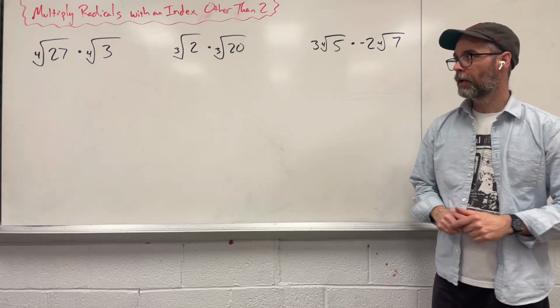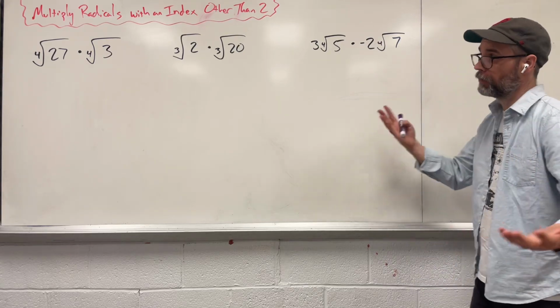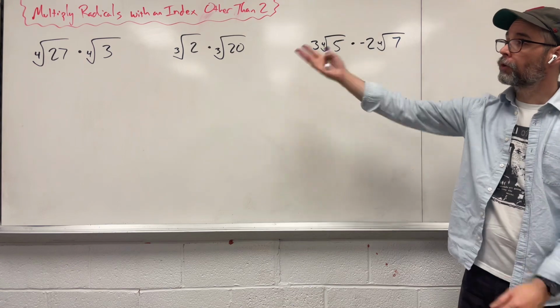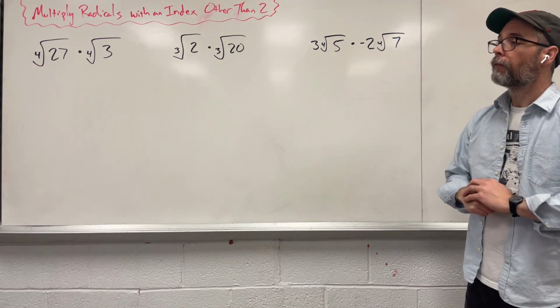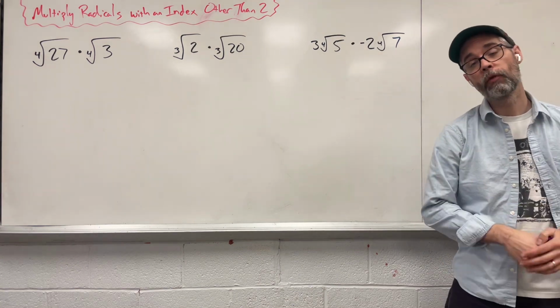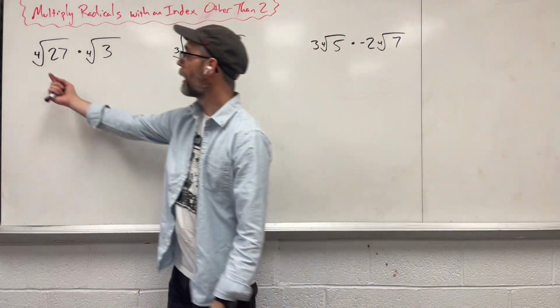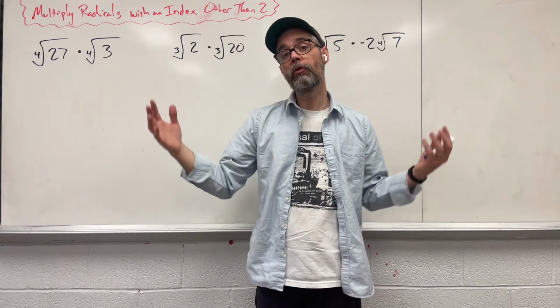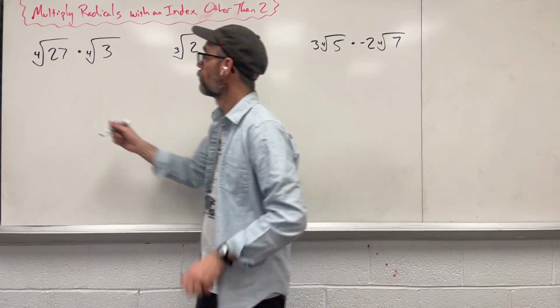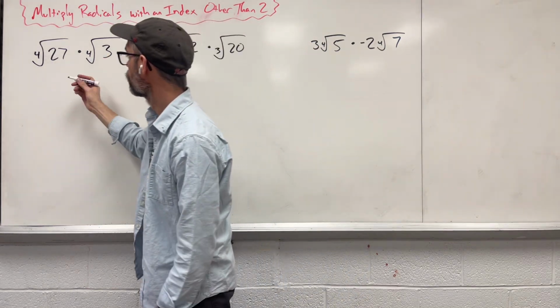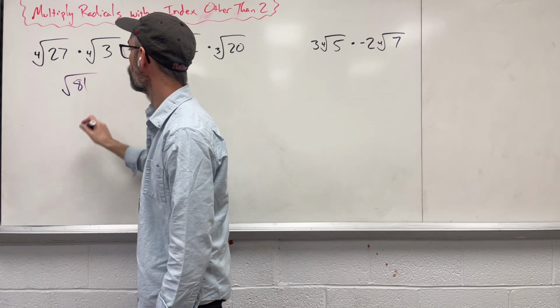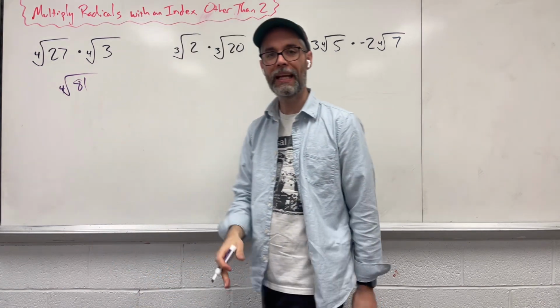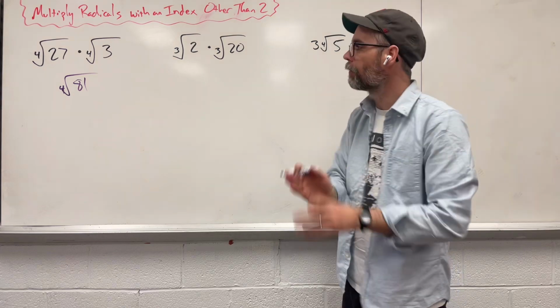Hi, today we're going to take a look at multiplying radicals that have indexes other than 2. First one over here, we have a fourth root of 27 times a fourth root of 3. When your radicals have the same index, all you have to do is multiply your two inside numbers. So 27 times 3 is going to end up giving us 81. We need to make sure that we put that index of 4 inside that little v out in front.